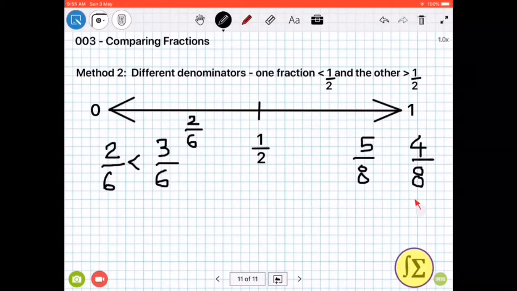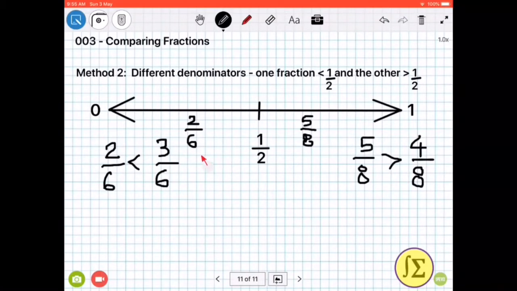Now we compare the numerator as per method 1. Since the denominators are the same, 5 is larger than 4. That means the fraction 5 over 8 is larger than the fraction 4 over 8, or more than half. So 5 over 8 would belong here, right? That means it has a value more than half, but less than 1.